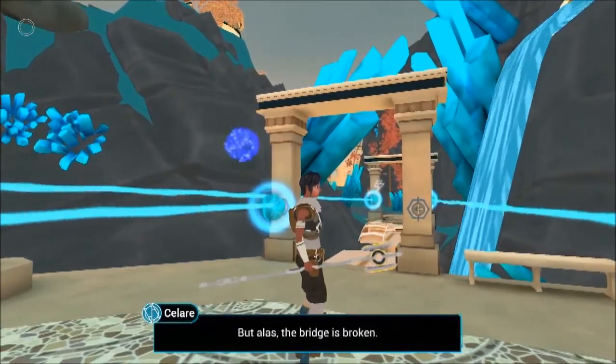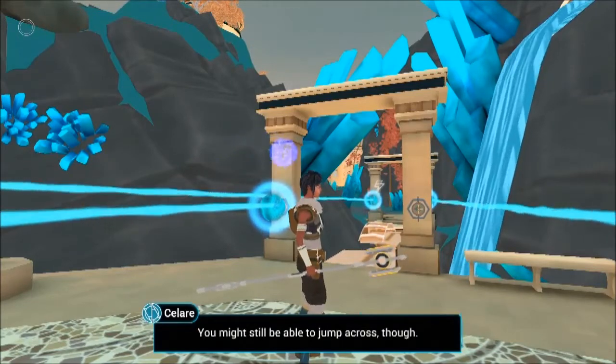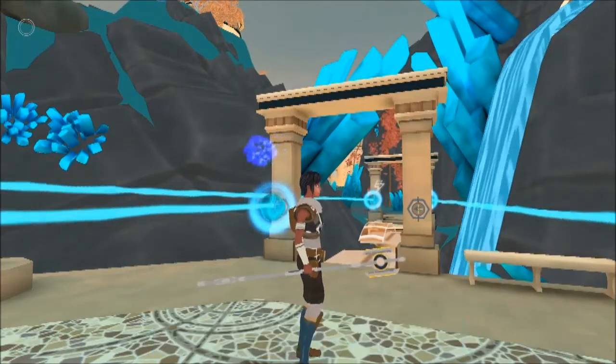Alas, the bridge is broken. You might still be able to jump across, though.